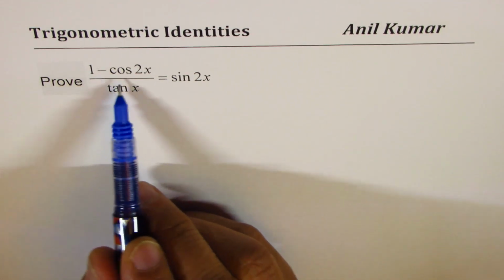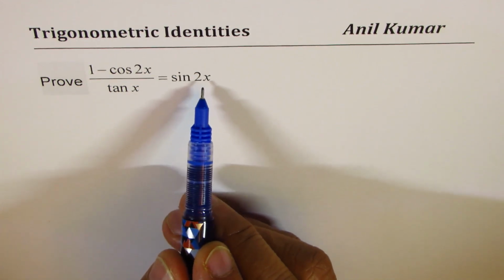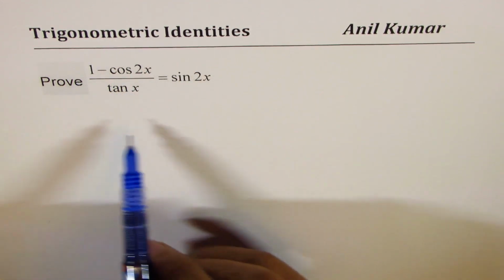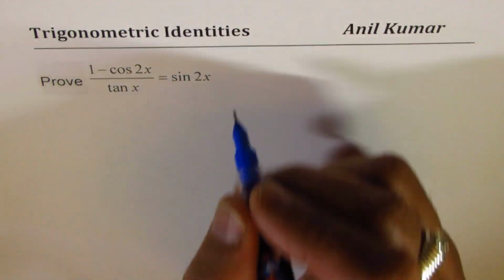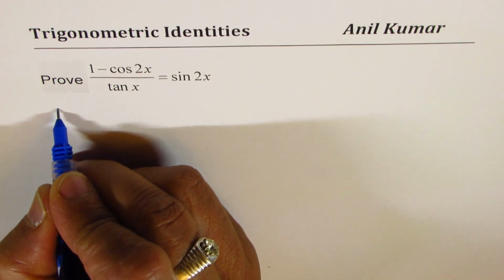So here is a trigonometric identity which involves double angles. We need to prove that 1 minus cos 2x divided by tan x equals sine 2x. So first let's recall these formulas. Let me write them down here.